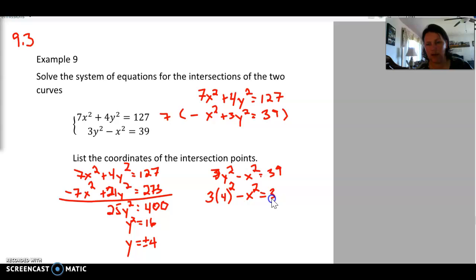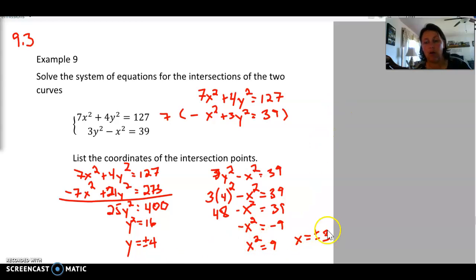and solve for x. So 16 times 3 is going to be 48 minus x squared equals 39. Okay, then 39 minus 48, we get negative x squared equals negative 9. Therefore, x squared equals 9, and x equals plus or minus 3. So now every combination of plus or minus 3 and plus or minus 4 is going to be a solution to this system.